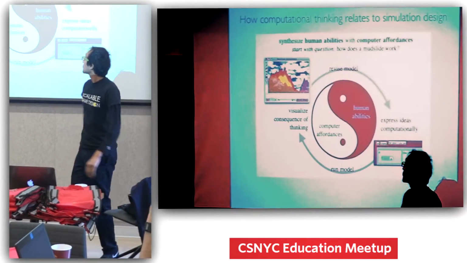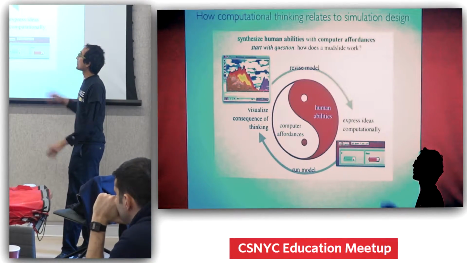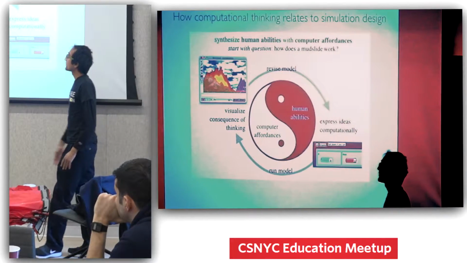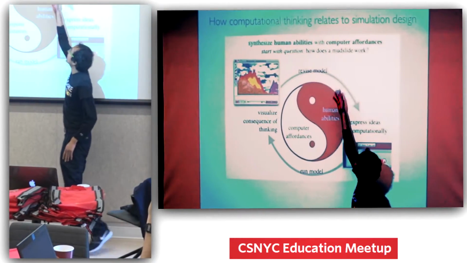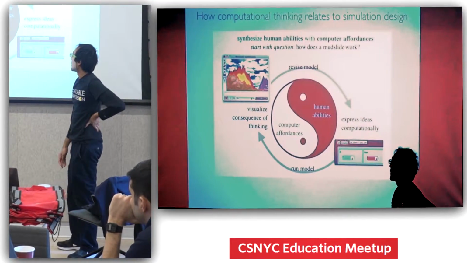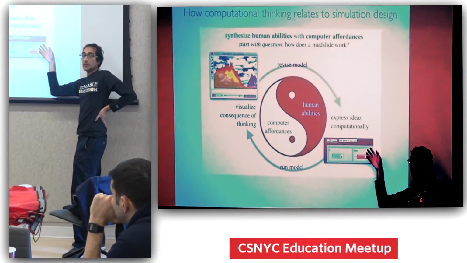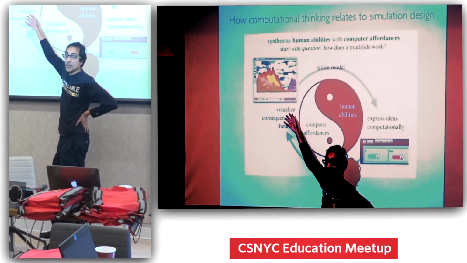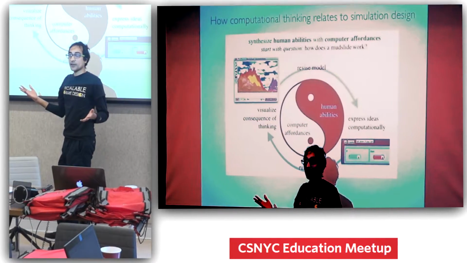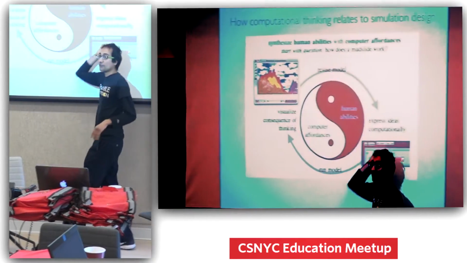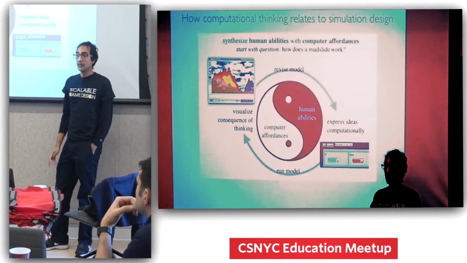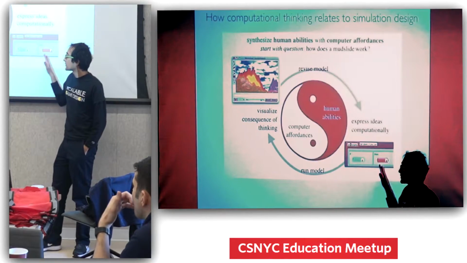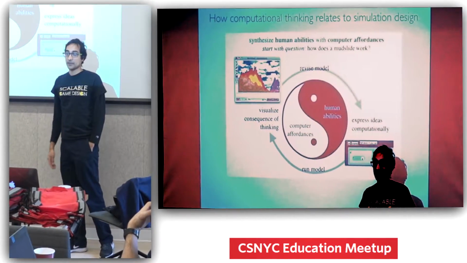All right, just real quickly, this is an idea of how computational thinking relates to simulation design. So we might have an idea of a question, how does a mudslide work? And we might express that idea computationally. And what the computer allows us to do is visualize this consequence of thinking and say, all right, was this a correct simulation or incorrect simulation? And then we revise the model. So we get this iterative development. And so in that sense, you might think that we're able to computationally think as we go around this circle.